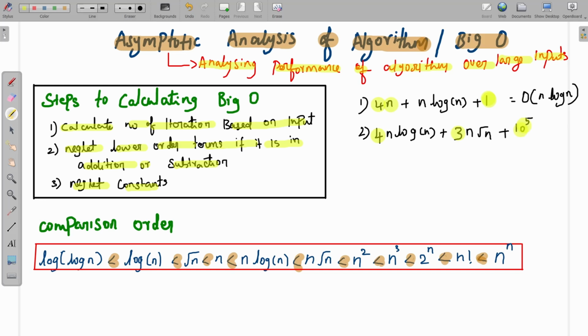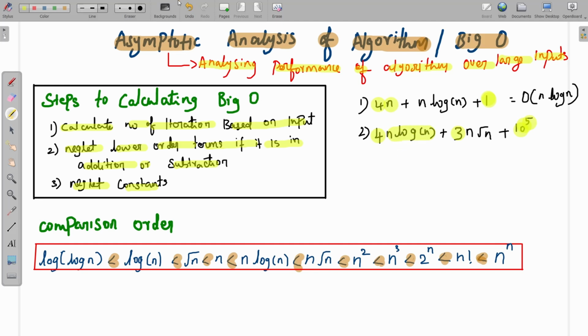10 power 5 is a constant, ignore. Fine. Then what is the lower order term? N log n is there, n root n is there. Which one is n log n? Okay, n log n is less than n root n. So this is the lower order term, so I can ignore.